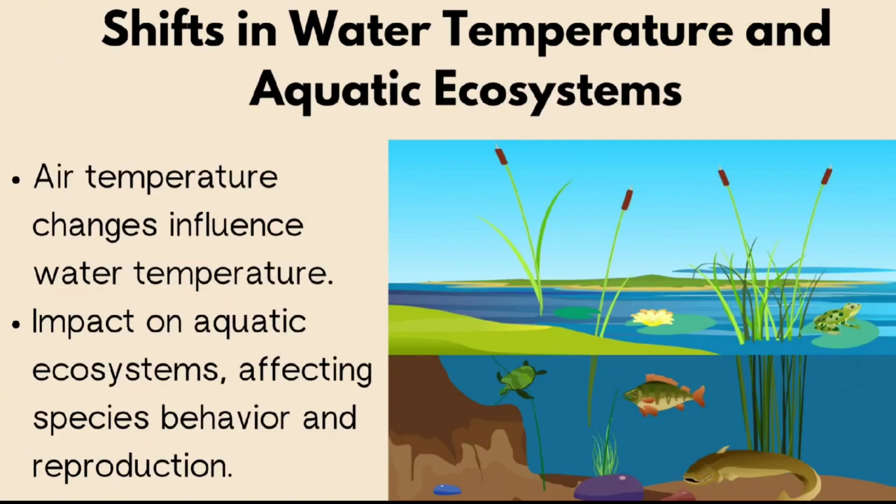Shifts in water temperature and aquatic ecosystems. Changes in air temperature can influence water temperature in rivers, lakes, and oceans. This, in turn, impacts aquatic ecosystems, affecting the distribution, behavior, and reproduction of aquatic species. These changes have implications for fisheries, water quality, and overall aquatic ecosystem health.